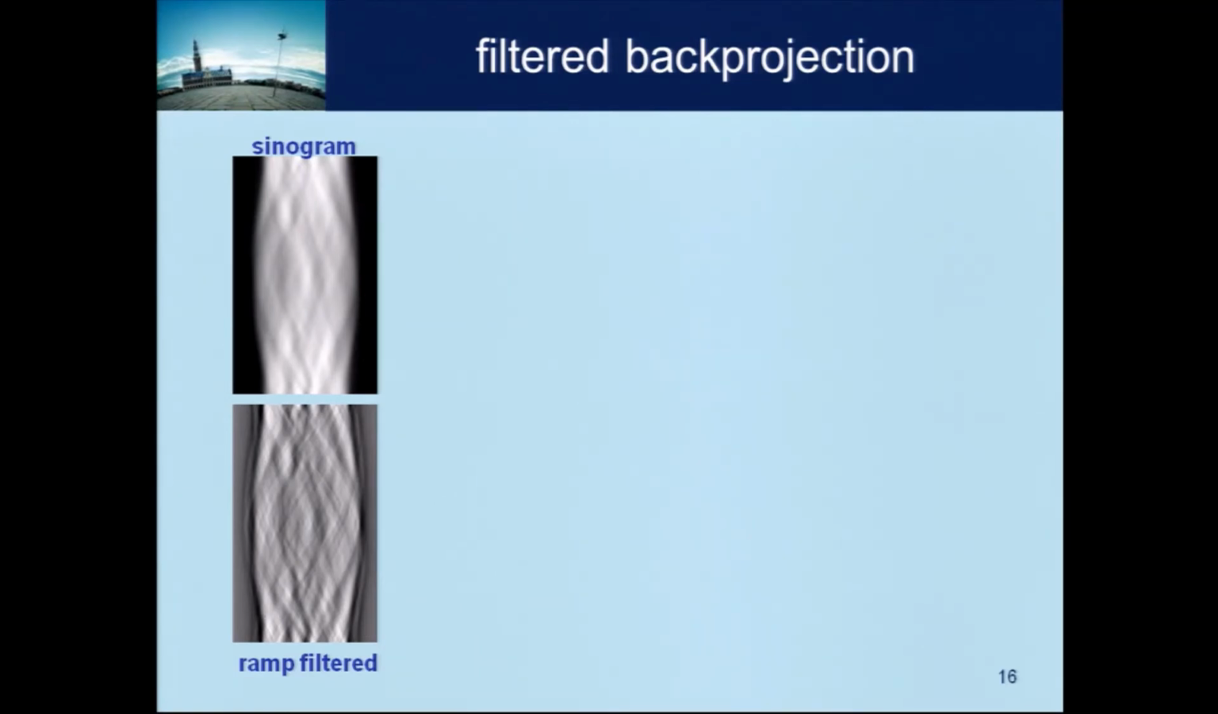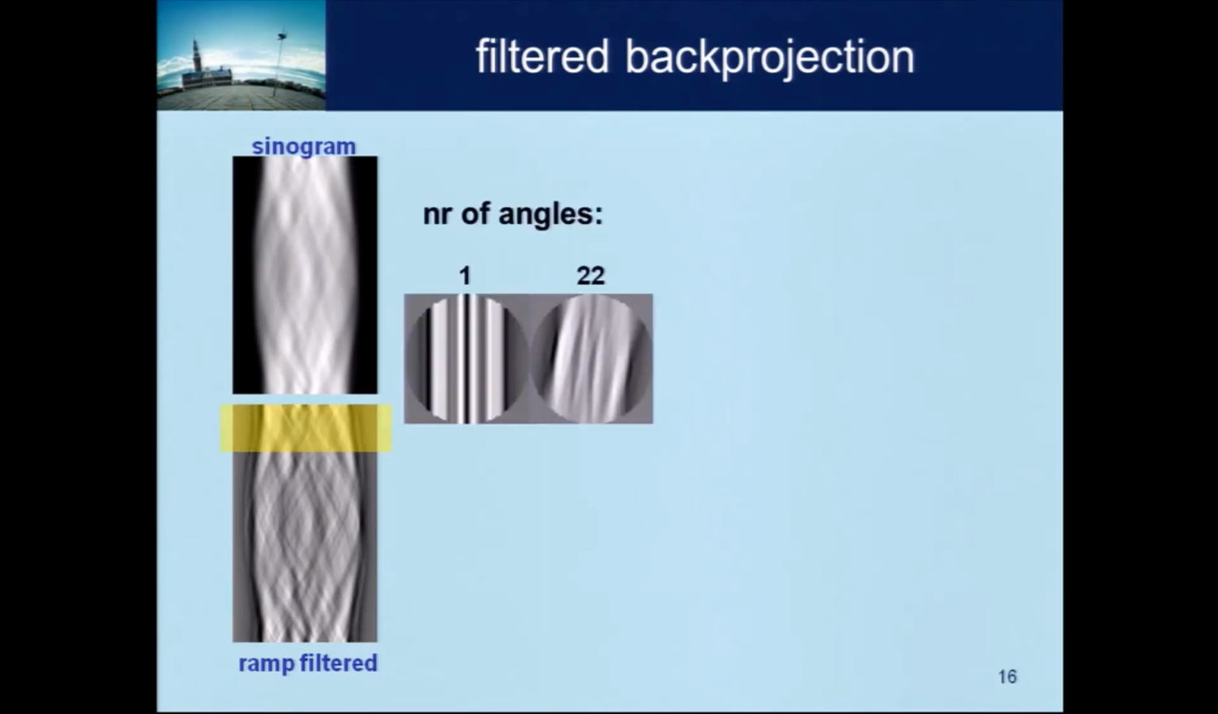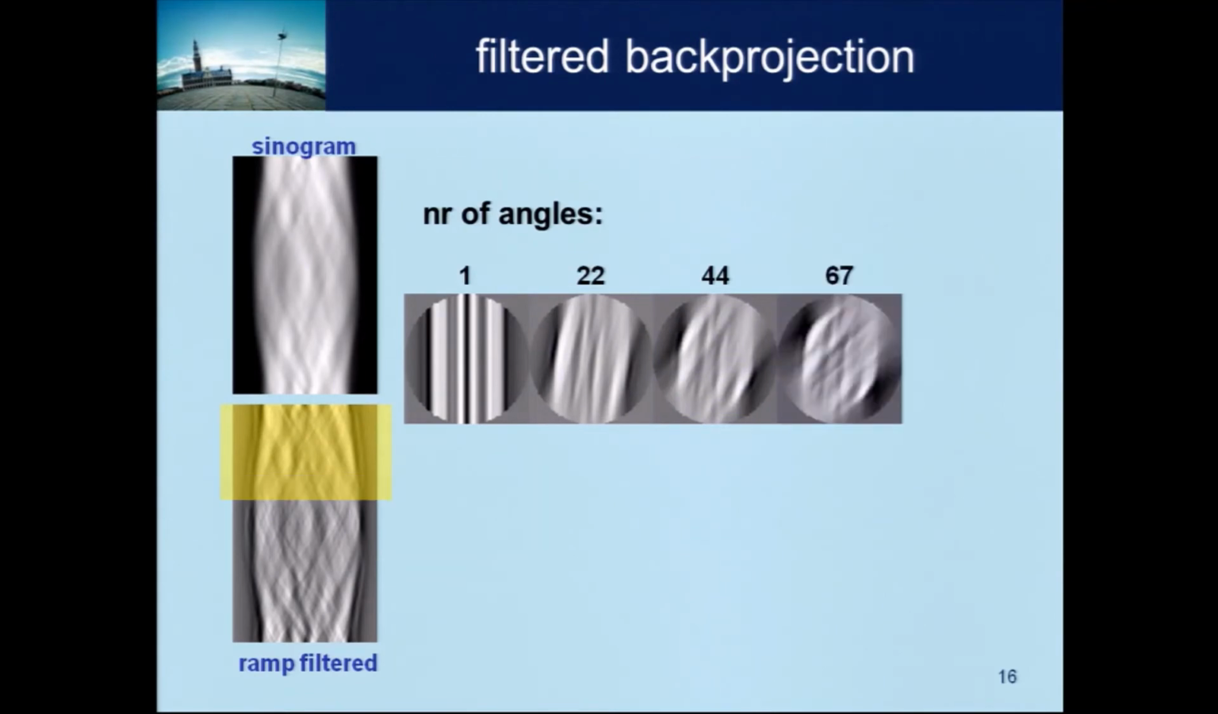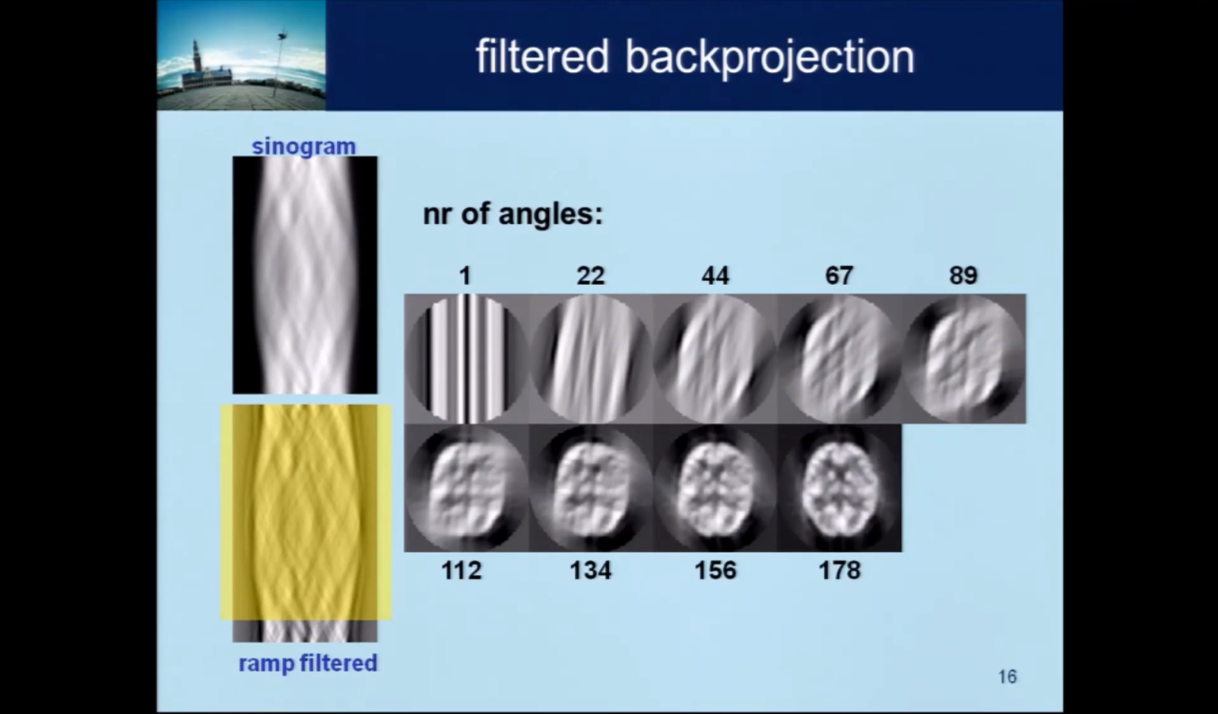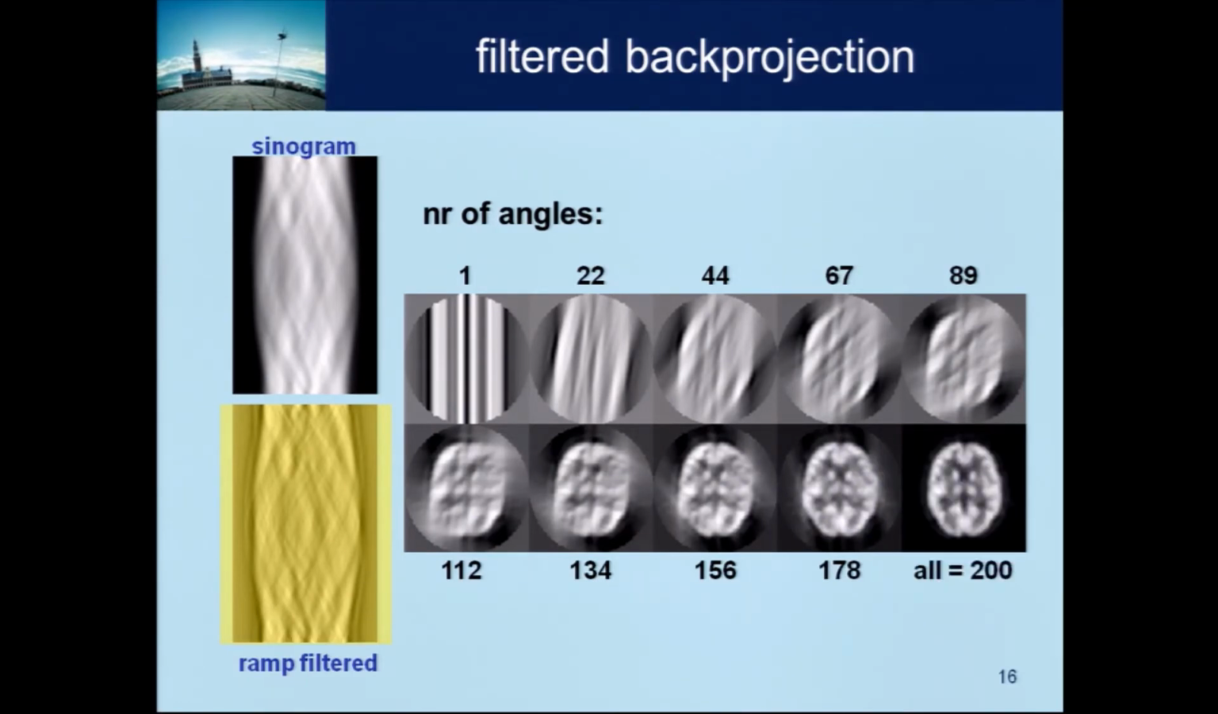The first step in filtered back projection is to apply a ramp filter to this raw sinogram. Here is the ramp filtered sinogram. And then we proceed to reconstruct progressively using the available projection angles. You can see that as we increase the number of projection angles, we eventually, when we've used them all, achieve a reconstruction that looks quite reasonable. This is a brain reconstruction.